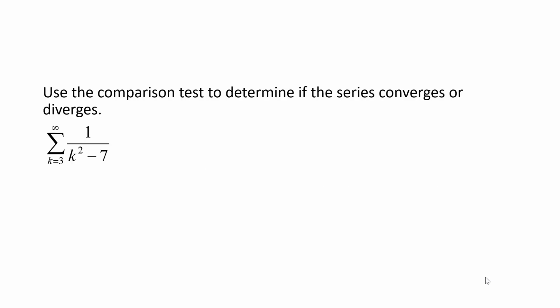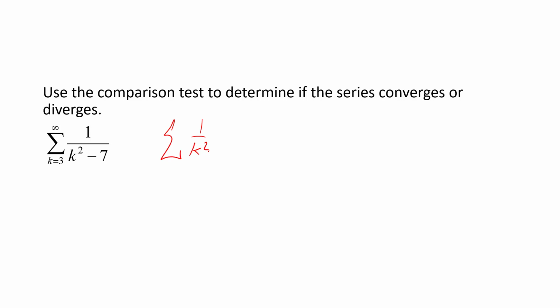Okay, so the instructions are to use the comparison test to determine if the series converges or diverges. And again, if we ignore the 7, we're looking at 1 over k squared. So we should have the intuition that this series is going to converge, because if we ignore the 7, we have the series of 1 over k squared, which is a p series. And that converges because p is bigger than 1.